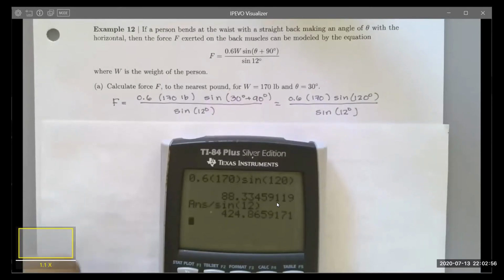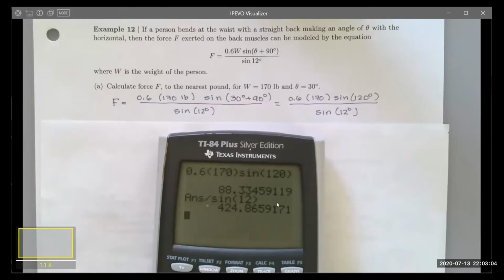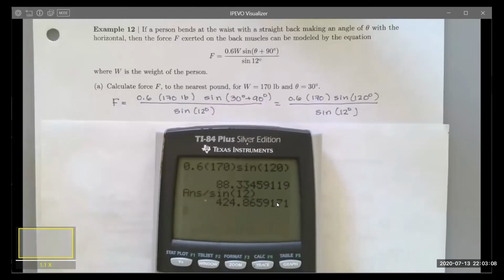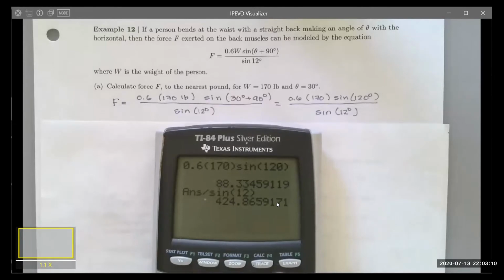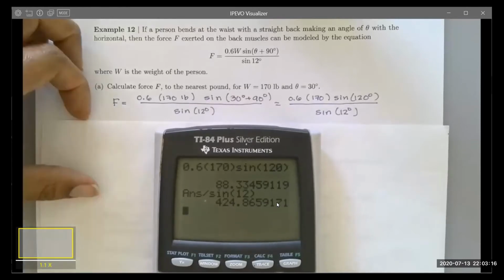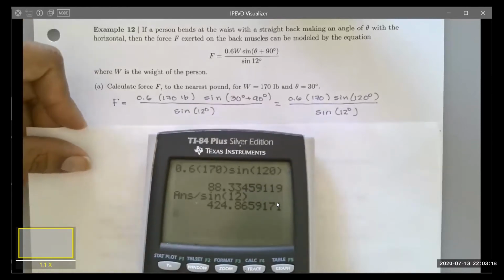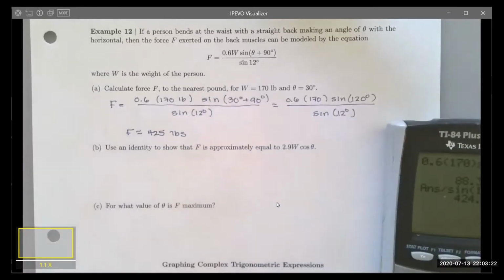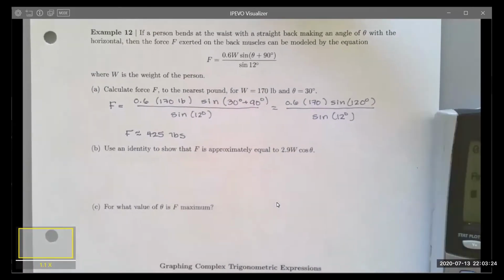You want to make sure that you are in degree mode. So once you've checked that, you can go ahead and calculate, and it's going to give you approximately, rounded to the nearest pound, 425. The W was given in weight, so the force is also going to be in units of pounds. Okay, so we're going to have 425 pounds approximately for the force.